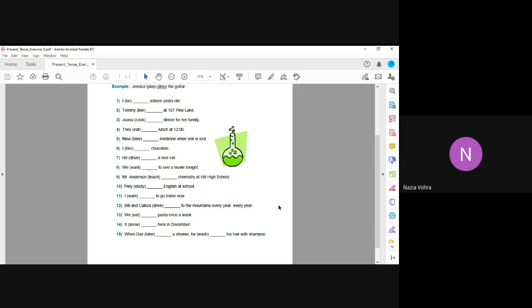Okay, Isha, the last one. When Desk takes a shower, he washes his hair with shampoo. Very good. Okay, so guys, we are done with the exercise for simple present tense.